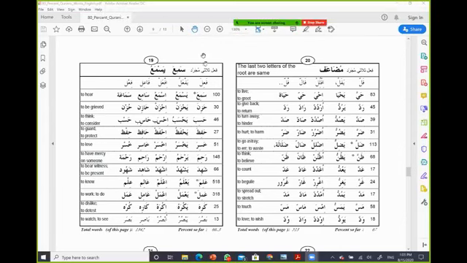We do have a number of things that we're going to be saying today, and inshallah we'll be starting in just a couple of seconds.